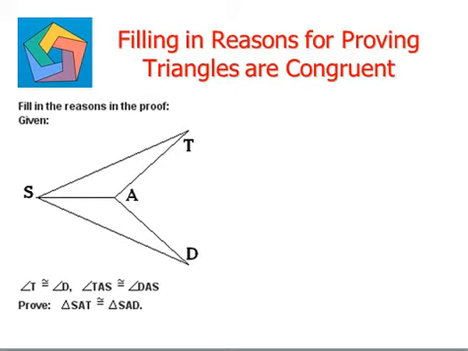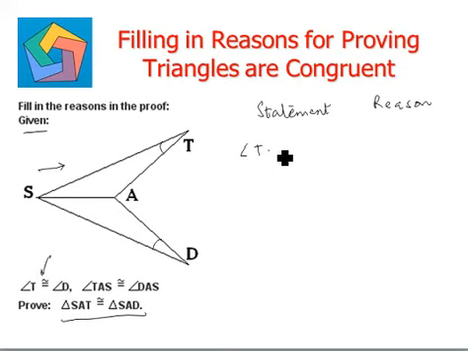Fill in the reasons in the proof and we're given, this is the figure given to us, and we have to prove that triangle SAT is congruent to triangle SAD. So first we write our statement and then reason. Now let's see what all is given to us. Angle T is congruent to angle D, so we mark it. Angle T is congruent to angle D. This is given to us.